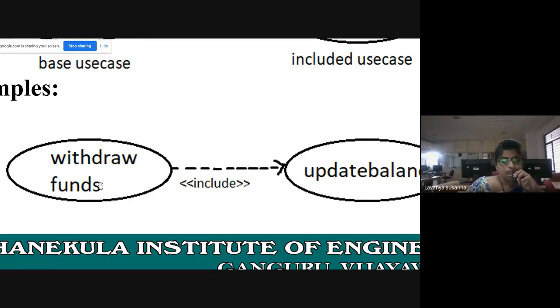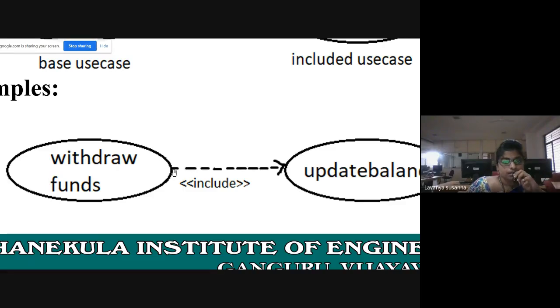You know that after withdrawing the money you should get the balance message, right? You have to get that message. The current balance you need to get. That means update balance must be executed. There is some sequence of operations to be performed. I hope you understood the relation between withdraw funds and update balance.